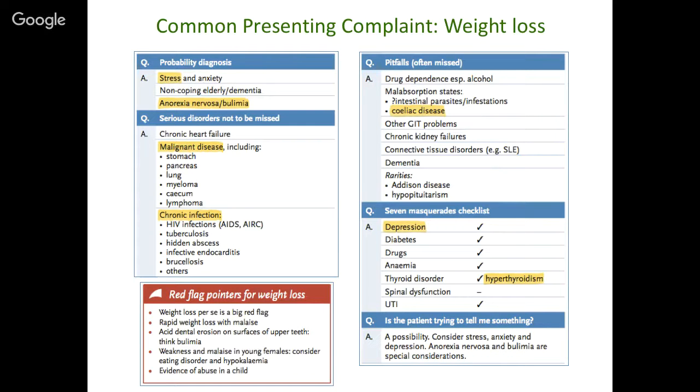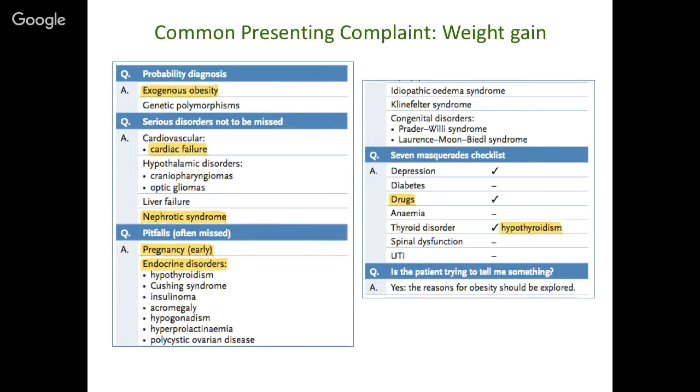But yeah, so the stress, anorexia nervosa, malignancy, pretty much any malignancy can give you weight loss. Chronic infection as well, just because it's draining your body's metabolic demand. We've talked about malabsorption, and we mentioned hyperthyroidism as well. So good ones. On the other hand, you can look at weight gain.